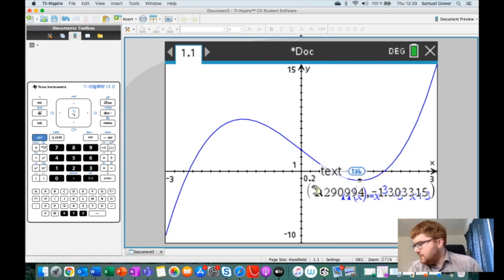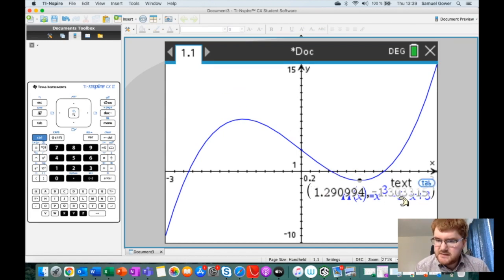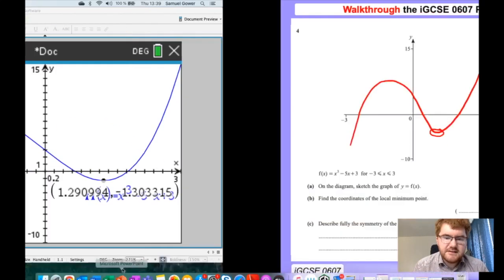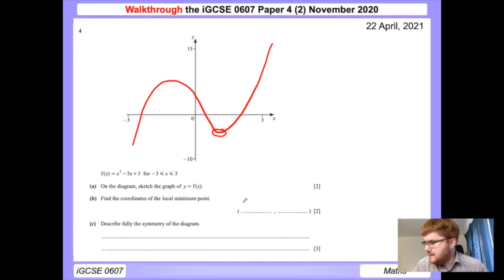Okay, notice that you are going to need both coordinates here, and we want to do both to 3 significant figures. So we have 1.29 and minus 1.30. So we write in 1.29 and minus 1.30. Always play on the safe side. Make sure you write this to 3 significant figures.